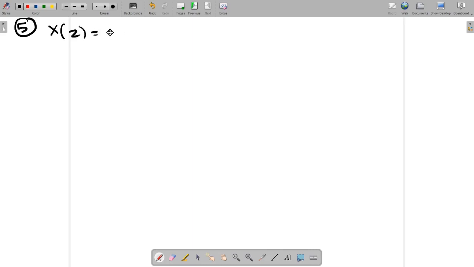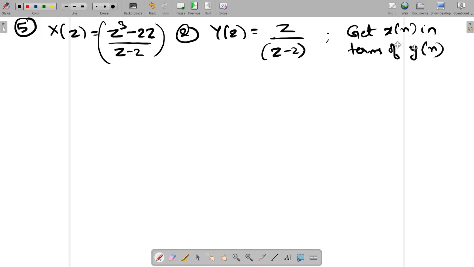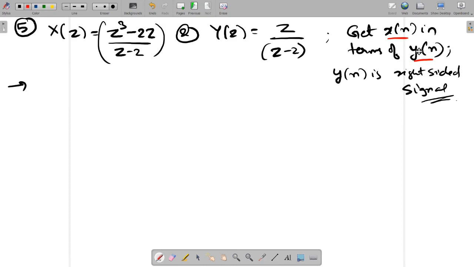X of z is equal to z cube minus 2z upon z minus 2, and y of z is equal to z upon z minus 2. It is saying to get x of n in terms of y of n, and y of n is a right sided signal. So we have to find x of n in terms of y of n. Let us start off with y of n first.